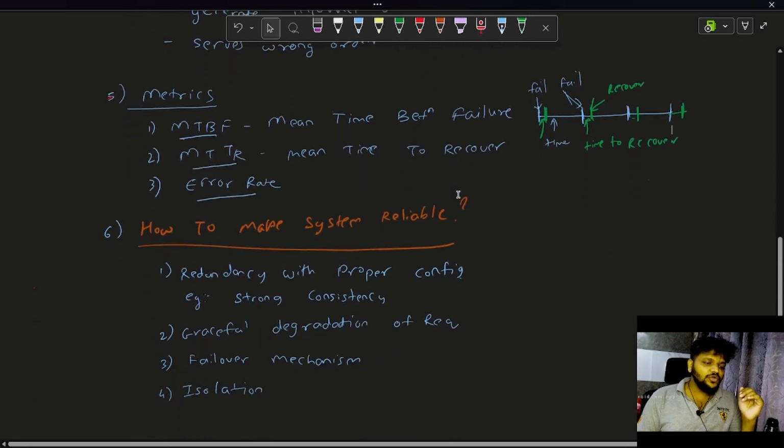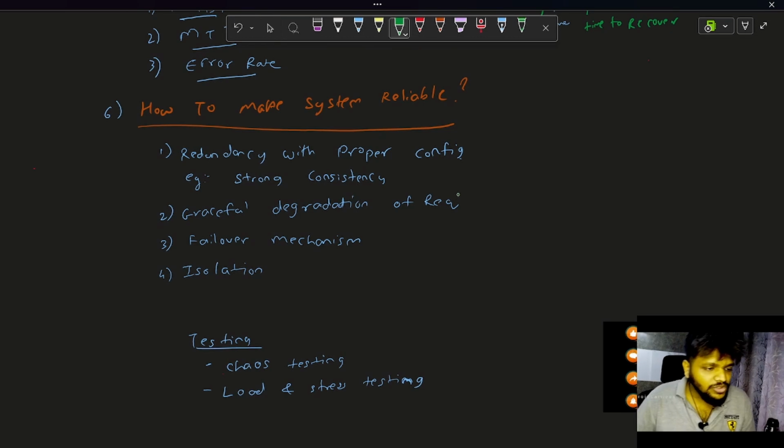Now finally we would be looking into how to ensure our system is reliable. So first thing is redundancy. Redundancy with proper configuration. This is the keyword. With proper configuration is the keyword. Now how is this the keyword?